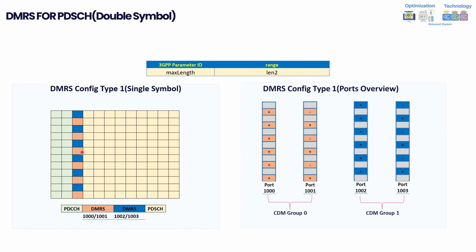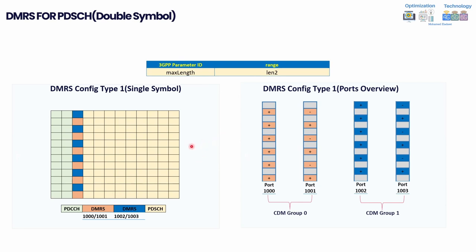Moving forward to the next feature, the second one is about the double symbol. For example, initially I explained to you this configuration type 1 single symbol, right? First of all, this one is controlled by a 3GPP parameter called maximum length. The name can be different in the vendors, but this is the 3GPP parameter name. It's called maximum length. If this is set to length 2, this means we now have double symbols. What does double symbol mean?